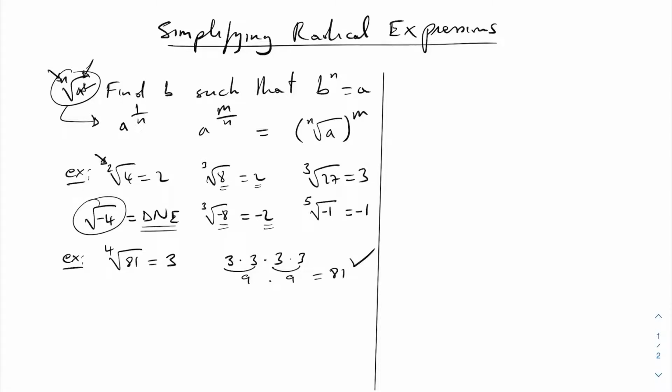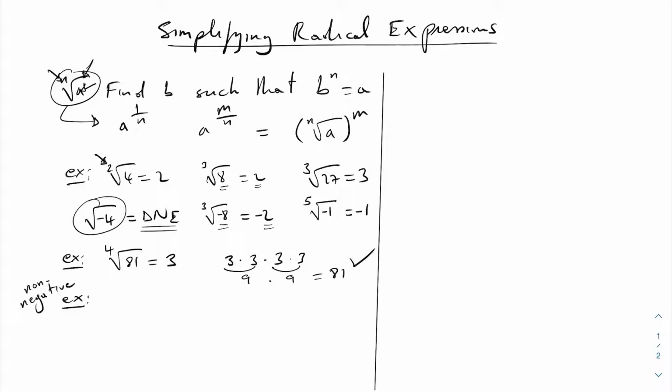Now, this method can be time consuming if the number is too large or if the number is not a perfect root. And so let's look at a more systematic way to look for roots of numbers or roots of expressions for that matter. So in this next example, I'm going to use the variable x in my root as well to make it a full algebraic expression. And the variable x is going to be a non-negative variable.